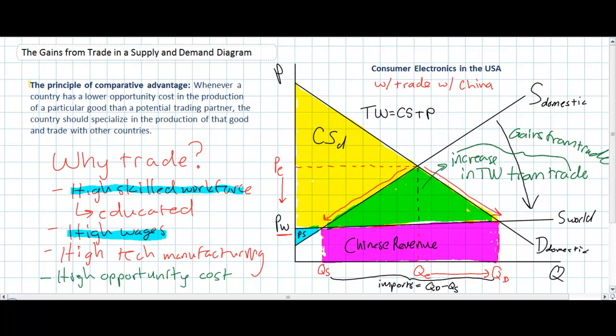So this lesson introduced the principle of comparative advantage, which has to do with the opportunity cost of production of a particular good, and explains how countries should specialize in the goods for which they have lower opportunity costs. We then looked at an example, the US market for electronics, in which American producers clearly do not have a comparative advantage. Yet once the country opens that market to trade with China, there is a net gain in total welfare, which we call the gains from trade. Producers are made worse off, but the consumers in the United States experience such a large increase in consumer surplus that overall the market is more efficient and there is more welfare.